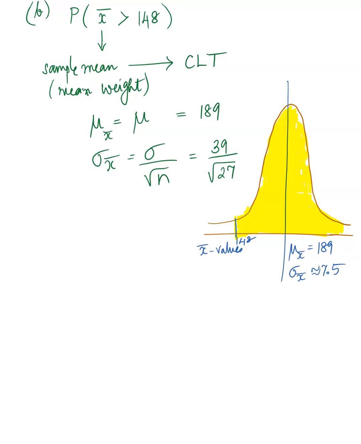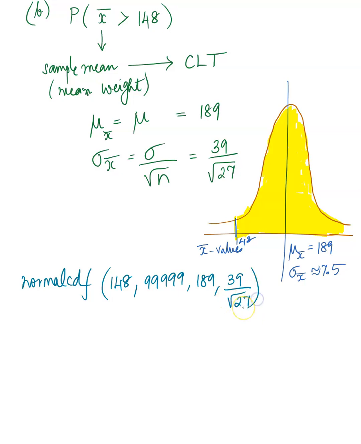Now use your normal CDF. So it's the same function, the same thing we've been doing, just that the players have changed. Okay. Now your lower limit, the left end of your shaded region, is still 148, and the right end is still extending all the way to positive infinity, so a bunch of 9s. So those things are good. So you already have it in your calculator. And the mean is also the same, 189. Of course, what has changed is your sigma. So in your sigma, you can put 7.5, but I prefer that you enter the value as it is. So it's 39 over square root of 27. Okay.